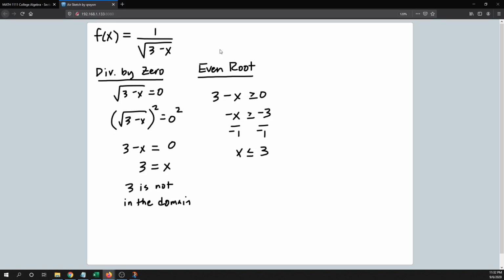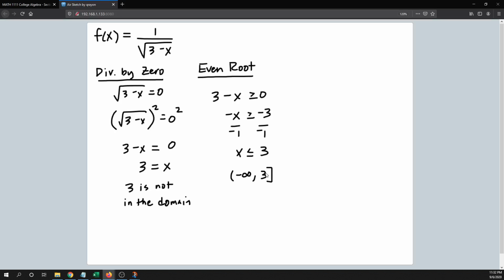And if you just have the even root problem by itself, then that would be the domain, but we don't. So if you have both problems like this, then you're going to have to reconcile the information that you're getting from both of those things. The fact that x is less than or equal to 3 would be telling us that the domain would be this. It's saying all the numbers that are less than or equal to 3 are in the domain.